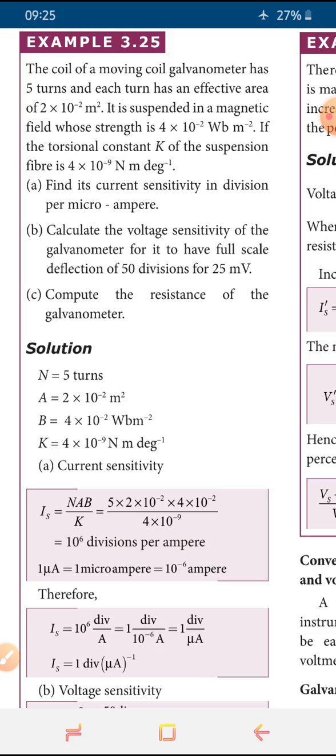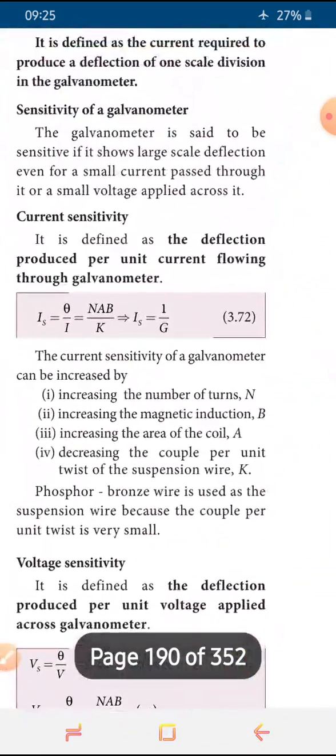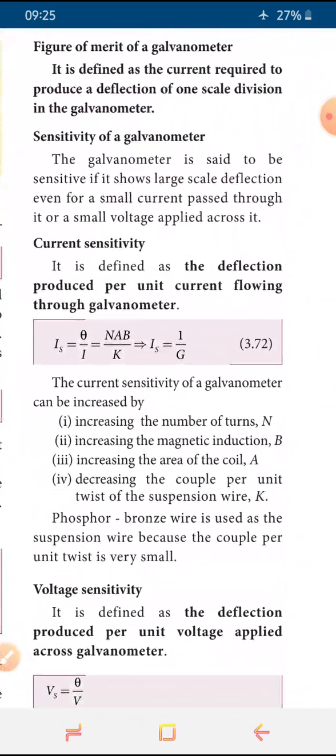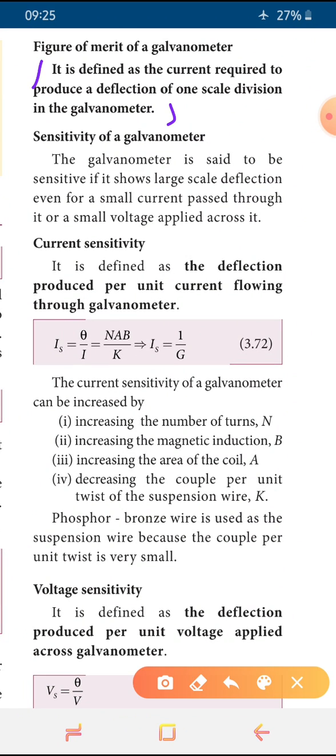In this, more 2 mark questions are there. First we will mark these 2 mark questions, and all are important. Figure of merit of galvanometer definition, then current density with the formula and definition, then how we can increase the current sensitivity in a galvanometer, these 4 points, and why we are using Pasco bronze wire. That is another 2 mark question.